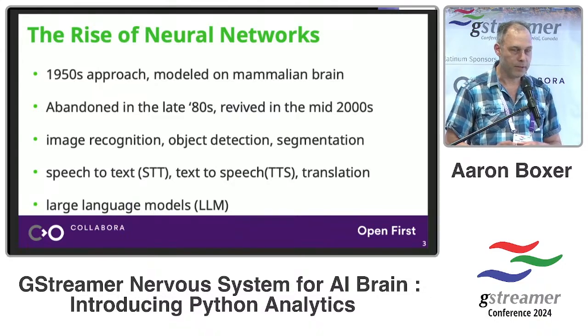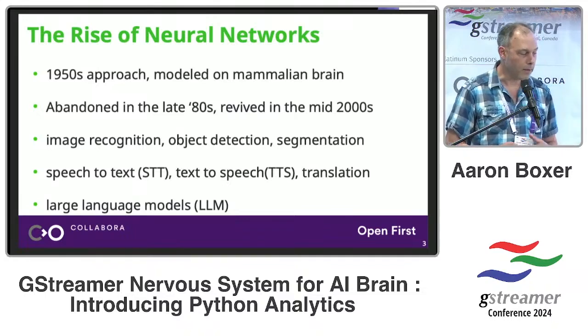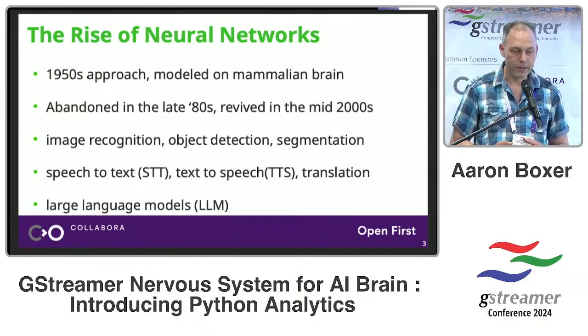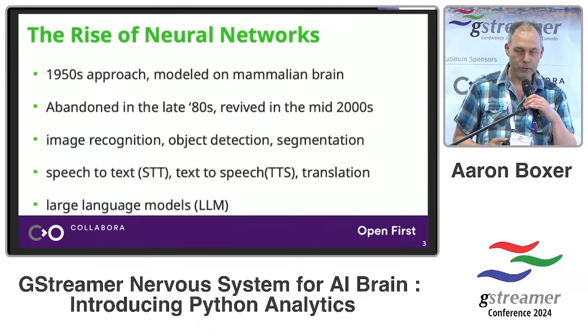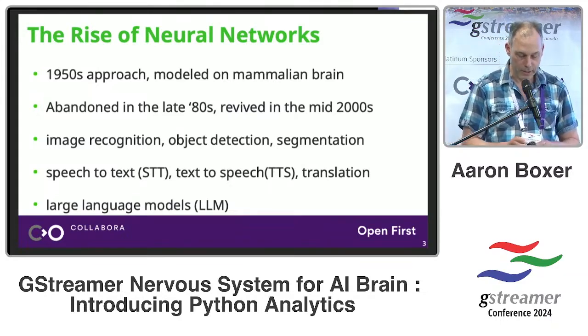They were revived in the 2000s by someone primarily at the University of Toronto called Geoff Hinton, and their initial success was with image recognition, object detection, segmentation, and in the last few years they've had success with language models such as speech-to-text, text-to-speech, and translation, and of course large language models like ChatGPT.